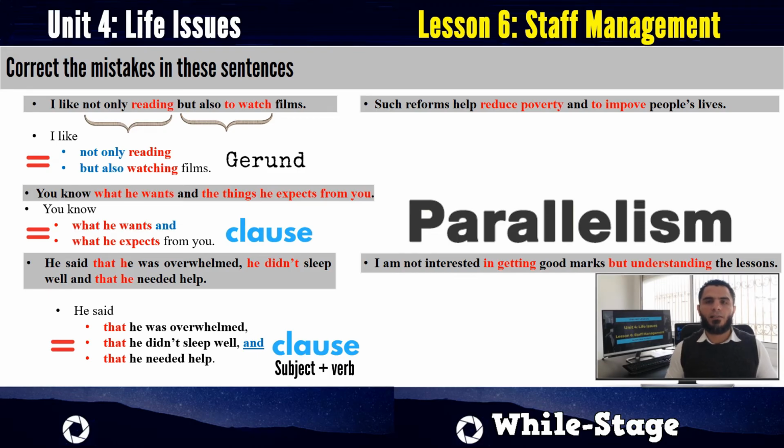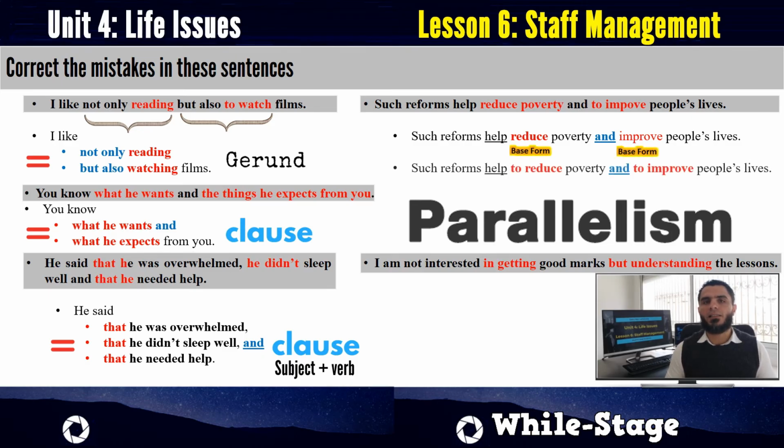The last but one example is, such reforms help reduce poverty and to improve people's lives. As far as the verb help is concerned, we can either say to help someone do or to do something. So there are two possible answers with this example. So we can either say such reforms help reduce poverty and improve people's lives, or we can say such reforms help to reduce poverty and to improve people's lives.